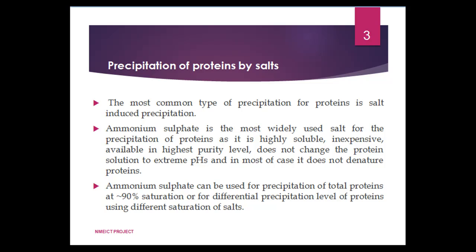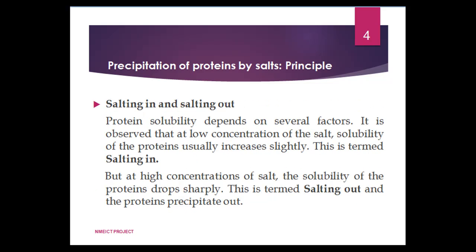Ammonium sulfate can be used for the precipitation of total proteins at approx 90% saturation. Students, up to 20% saturation, ammonium sulfate precipitates particulate material and pre-aggregated and very high molecular weight proteins, and at 90% saturation, it precipitates almost all proteins. Now practically we'll see how protein gets precipitated by salts and what is the principle behind this.